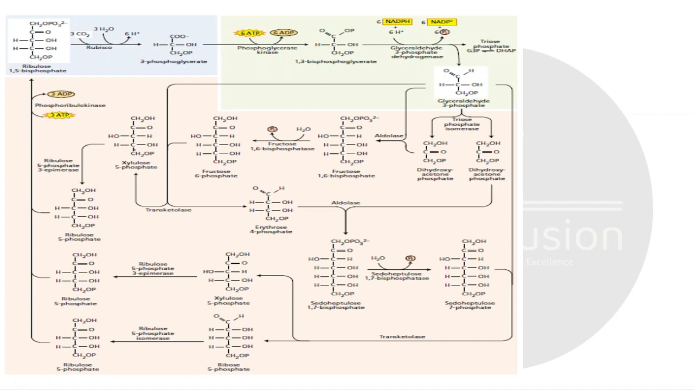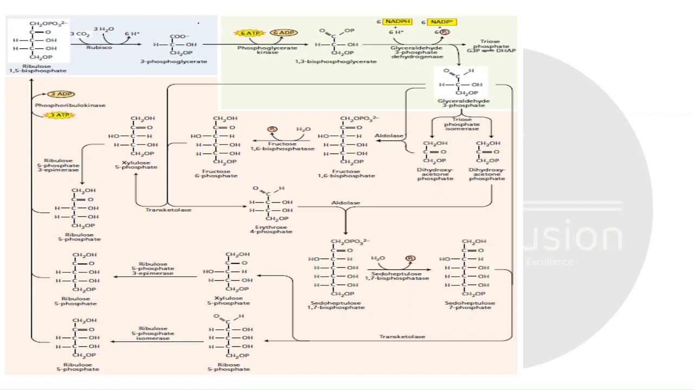Okay, in the reduction step, it will use ATP. More ATP will be used. It will reduce to form glyceraldehyde 3-phosphate, and then it will come back and give you ribulose 1,5-bisphosphate, through phosphoribulose. So it's a two-step reduction.